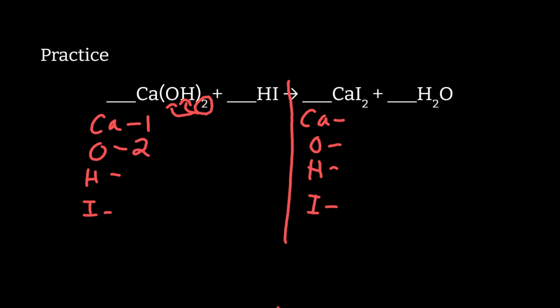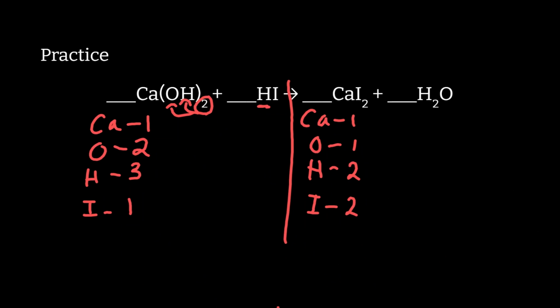We end up with our number of hydrogens. So from our OH2, we have 2 hydrogens. But we also have this one hydrogen from the HI. So we have a total of 3 hydrogens that we have to work with. And then I have one iodine. On the product side, I have one calcium, I have one oxygen, I have 2 hydrogens, and I have 2 of the iodine.